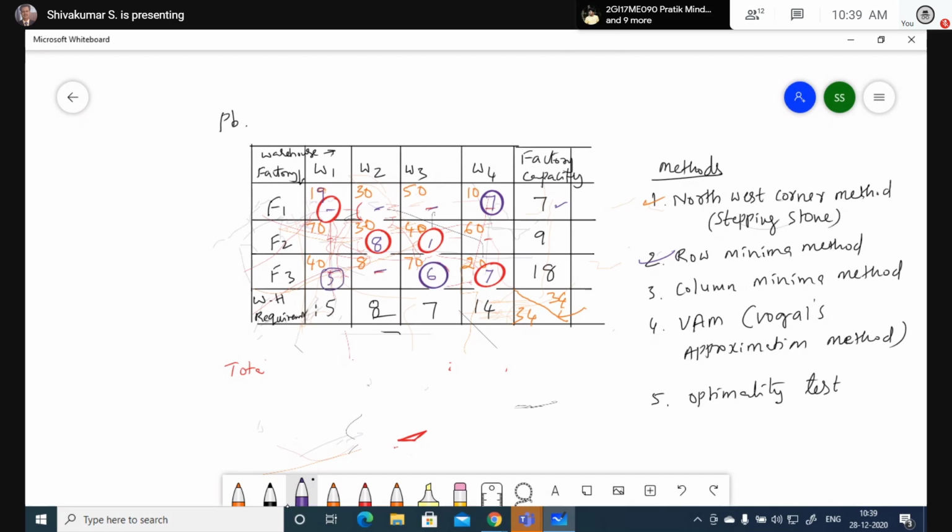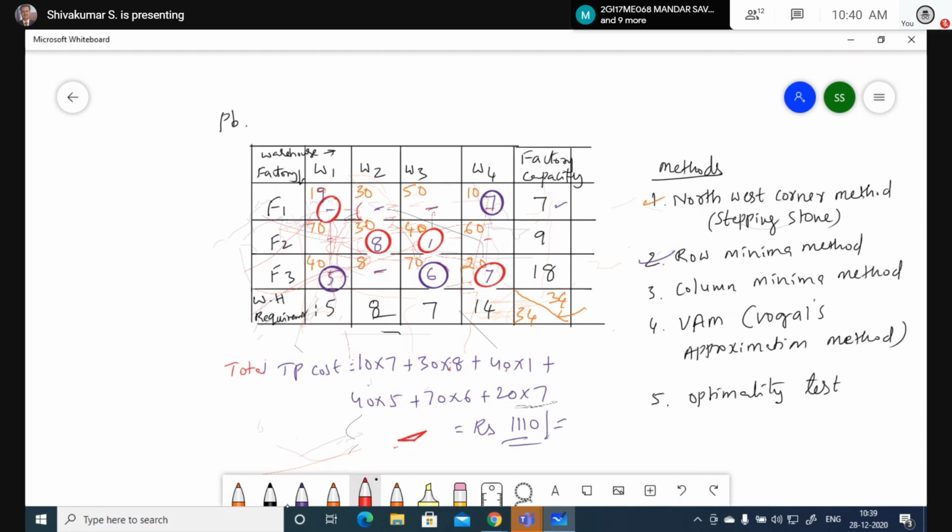Now once again you calculate the total transportation cost. Cost equals 10 into 7 plus 30 into 8 plus 40 into 1 plus 40 into 5 plus 70 into 6 plus 20 into 7. You are going to get some rupees, I think 1110. After multiple analysis, we get this value. That is the row minimum method.